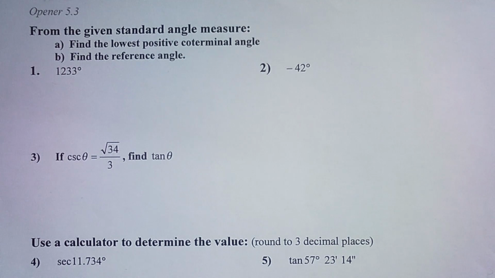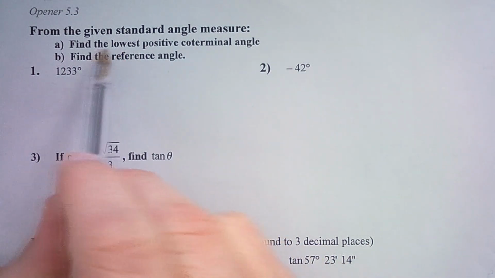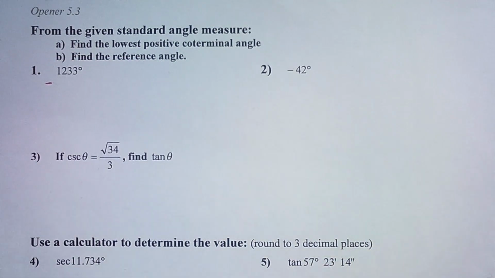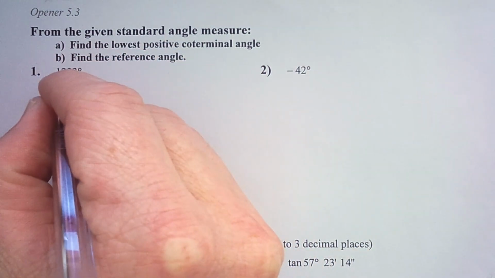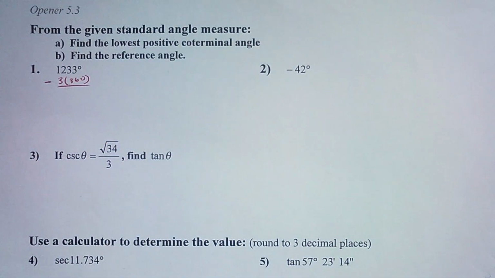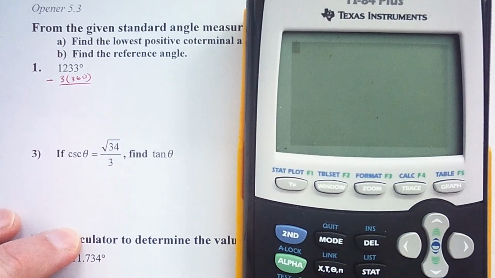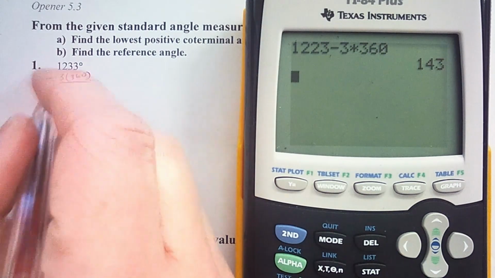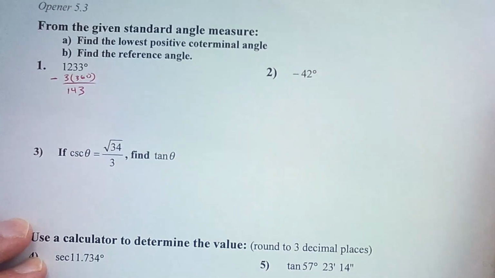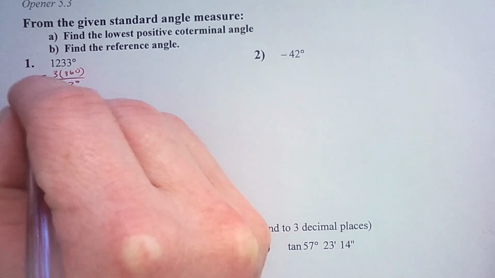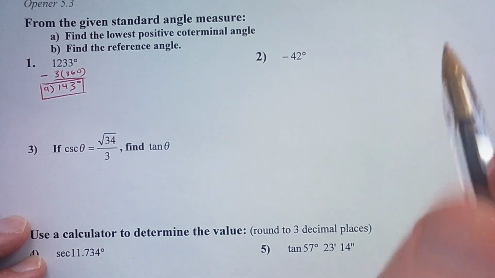So let's finish this lesson with a little bit of review. First, find the lowest positive coterminal angle. So I'm going to subtract 360 as many times as I can. And it looks like I might be able to subtract it 3 times. So I'm going to do 3 times 360 here and see how that works out. Okay, so 1223 minus 3 times 360 is 143. Okay, so it looks like I guessed right because I am between 0 and 360. So for A, 143 degrees is the lowest positive coterminal angle.